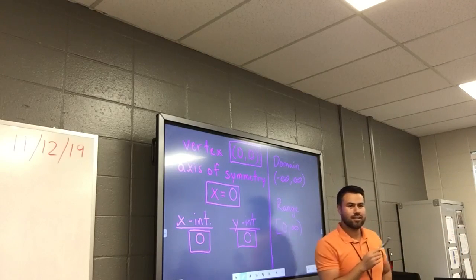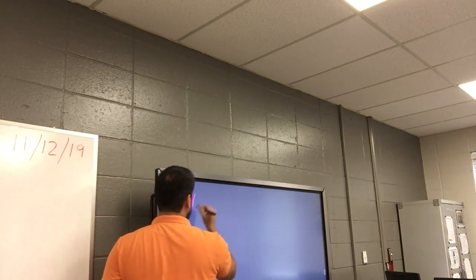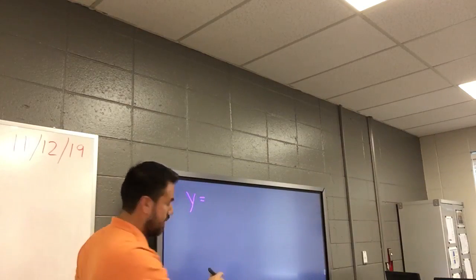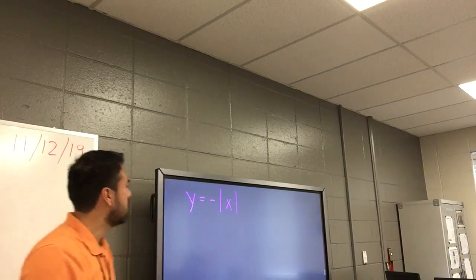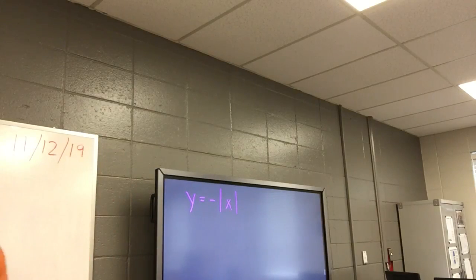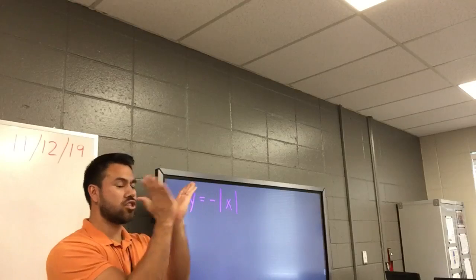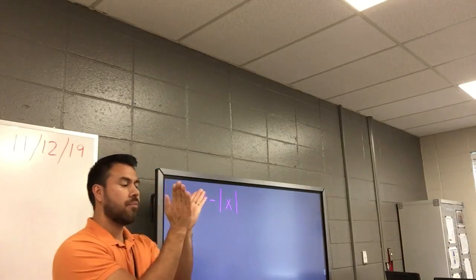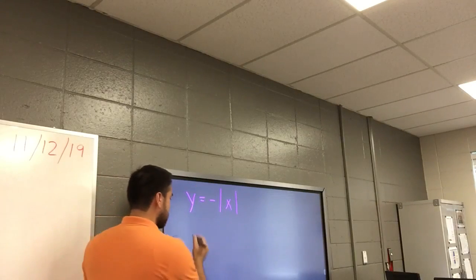So now let me give you another graph here. Y equals negative absolute value of x. It's still going to maintain its V shape, but it will not look the same as the previous graph. I hope you can tell by just the numbers.